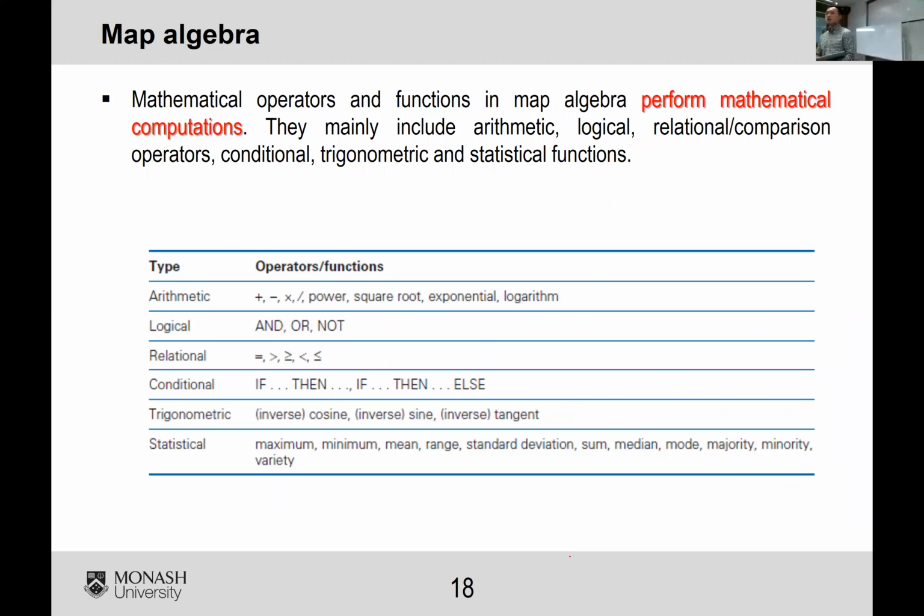Okay, as I mentioned, there are different operations. Map algebra allows you to do arithmetic, logical, relational or comparison, conditional, trigonometric, and statistical functions. With all these operations, basically you can do any analysis or computation with the values in the raster data. And we'll see many examples later.